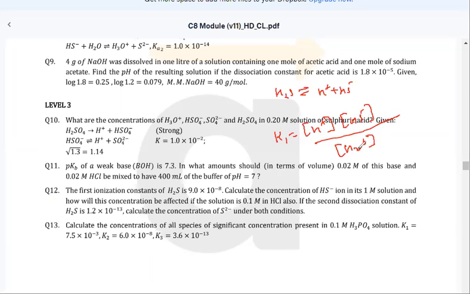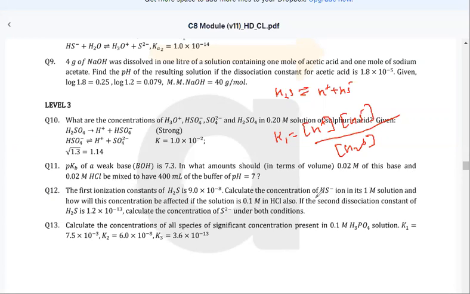What is given? This is the formula that we know already. K1 is given. Calculate the concentration of HS minus in its 1 molar solution, and how the concentration will be affected. Okay, so first thing, it is a buffer, right? Because weak acid, salt of weak acid.